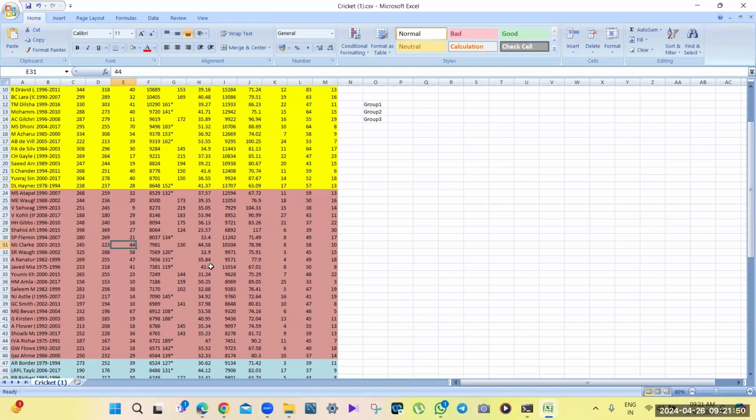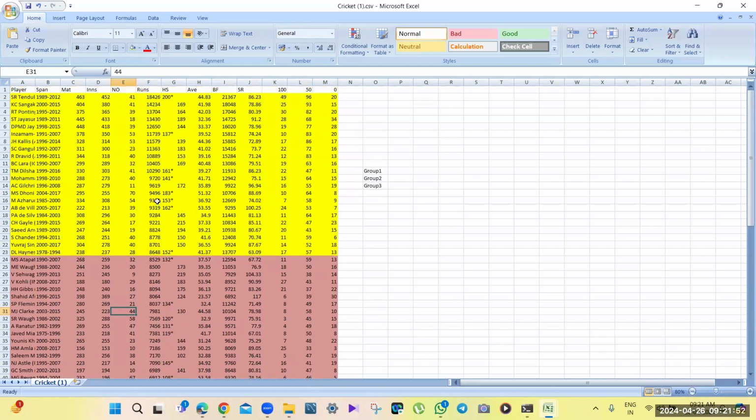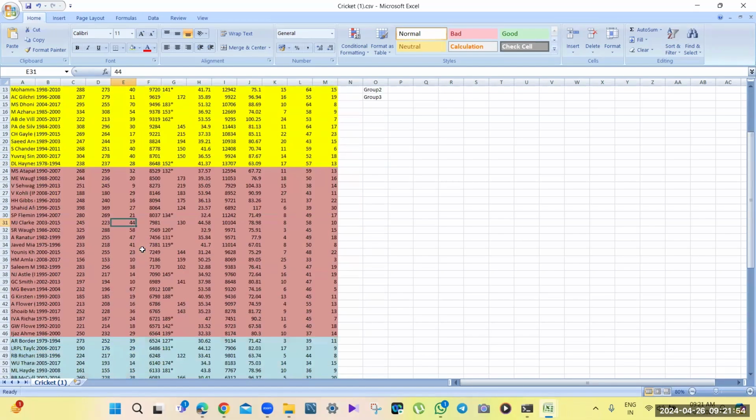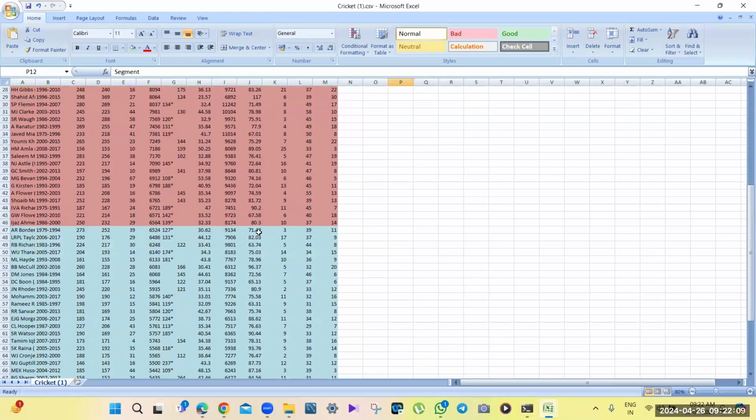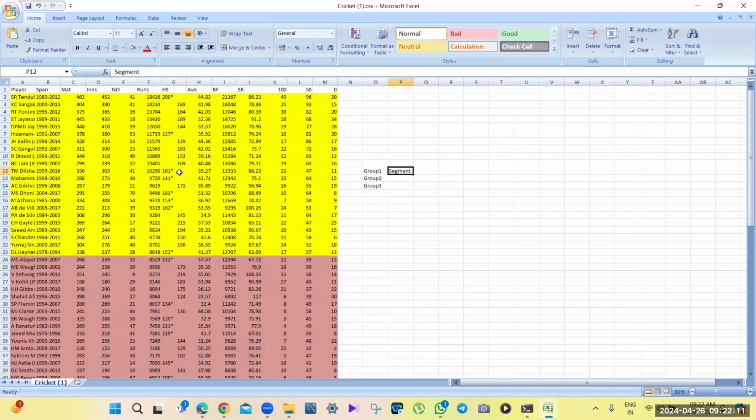So what will Amazon do? Amazon will group us. The term would be cluster or segment. You can either call it cluster or segment. Amazon will segment us into broadly three categories. And that was for your understanding.